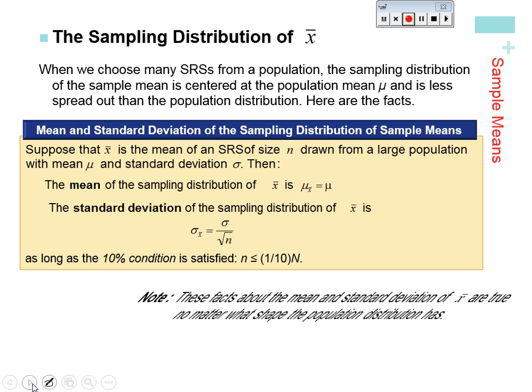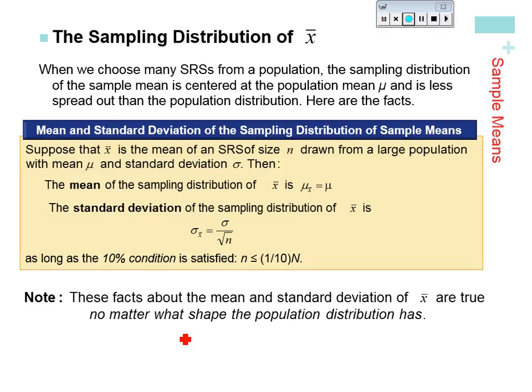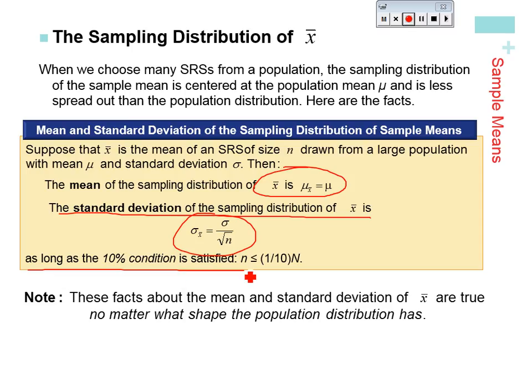So as far as just some formulas go, okay, the mean of the sampling distribution is simply the value of the population mean. However, the standard deviation of the sampling distribution, we can find that value by dividing the population standard deviation over the square root of the sample size, as long as the 10% condition is met. Just as we talked previously about how the 10% condition needs to be met when we were talking about categorical data, the same is true for quantitative data.